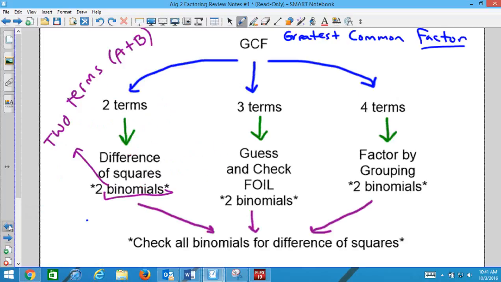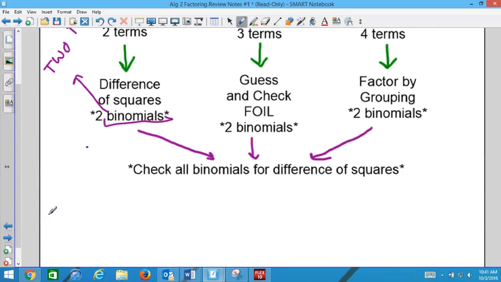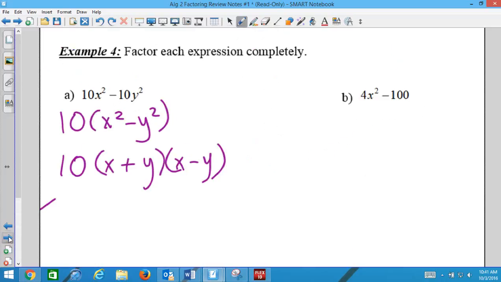Now, at that factor flow chart, after you do difference of squares, there is another arrow. And it says, check all binomials for difference of squares. Because sometimes you could do it again. Sometimes it keeps going. So we look at our two binomials and we look at x plus y. Is that subtraction? Yeah. Okay, so that one doesn't keep going.